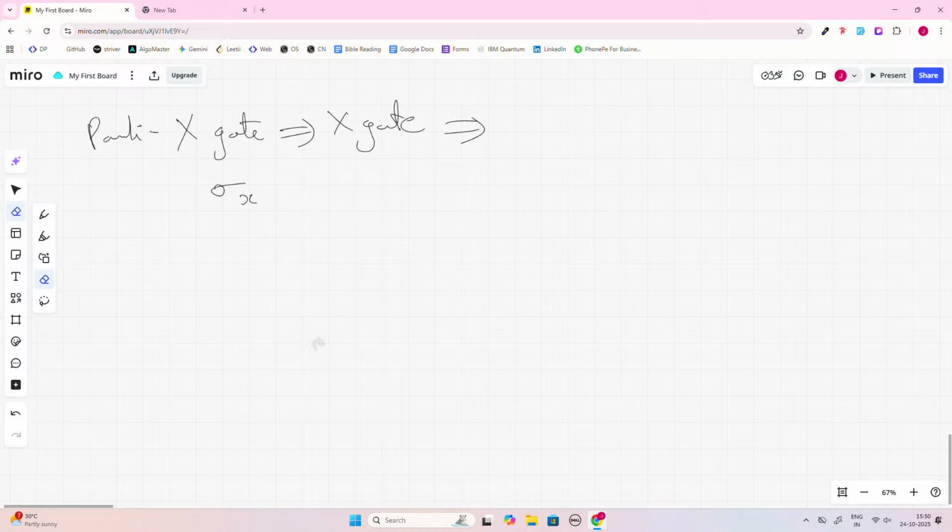Now, notation wise, symbolic wise, I will define it like this: a plus and a circle. If I keep a plus and a circle, that is the symbol for the X matrix, the X gate. Plus and a circle, X gate. The X gate matrix looks like this.